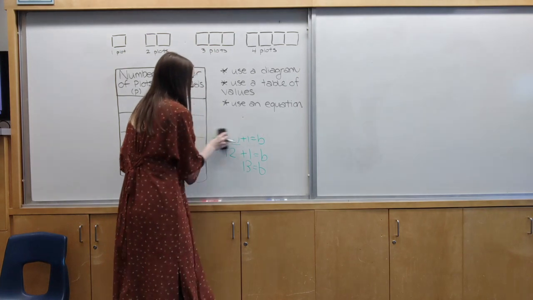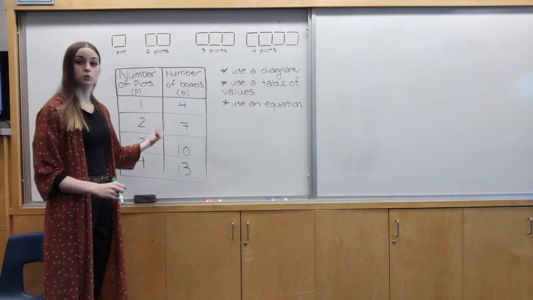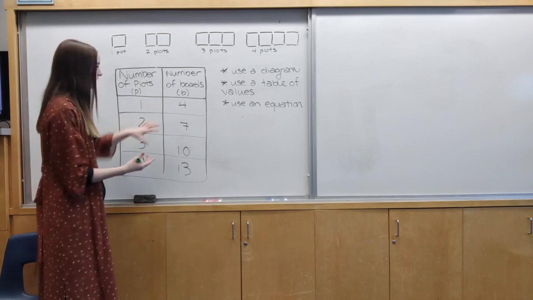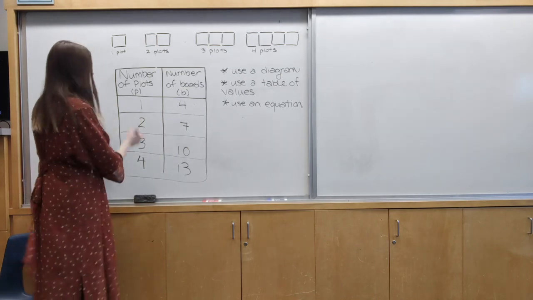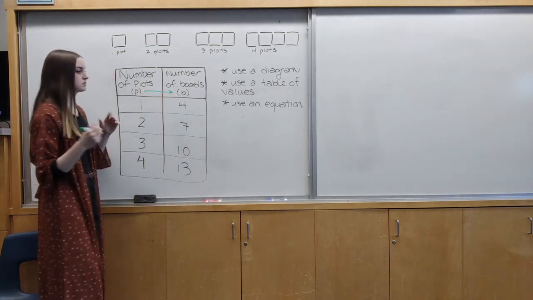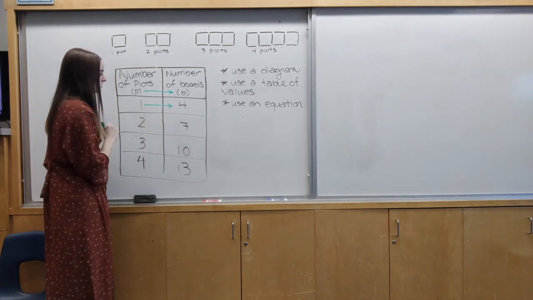So that is a good equation to represent. However, if you weren't given a picture and you were given a table of values instead, you can still use this relationship to build your equation. So what I'm going to look at here is trying to get from the plots to the boards again. Okay, so I need to get from 1 to 4.